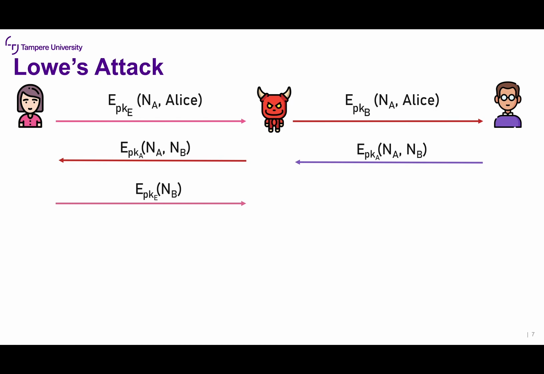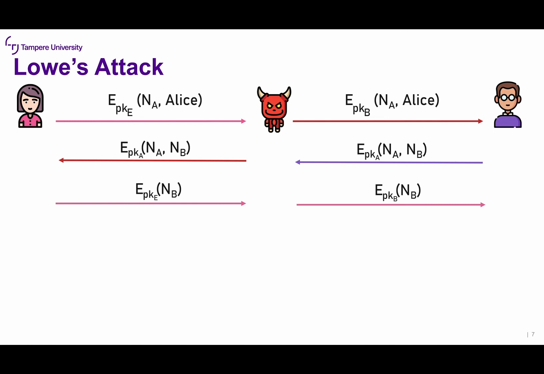So Alice encrypts the nonce with PK of E, Eve's public key, and upon reception, Eve uses her secret key to decrypt that nonce, find out its value, and then contact Bob by encrypting this nonce with Bob's public key. So upon reception, Bob can be sure that he's talking to Alice while he's talking to Eve.